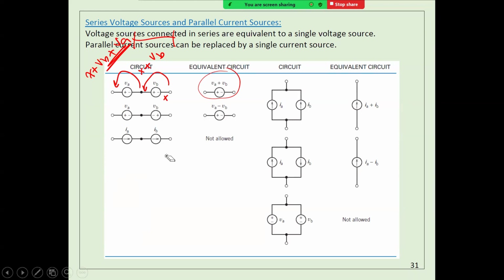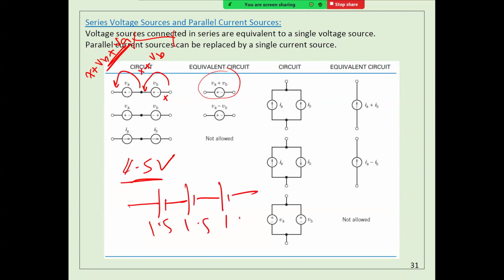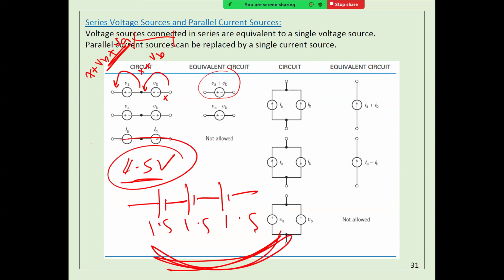For example, I need something like 4.5 volts. So what can you do? You can connect one battery and then one battery. This is 1.5, 1.5. By this, it's like you make only one battery of 4.5. Is that okay? But the way you connect it is very important, so that they are added together.